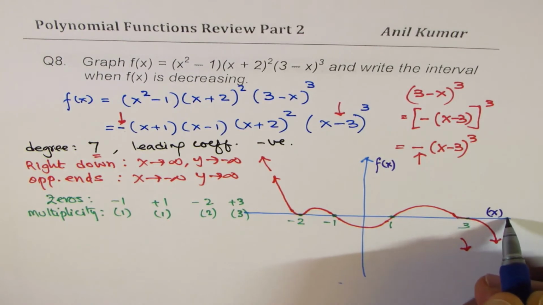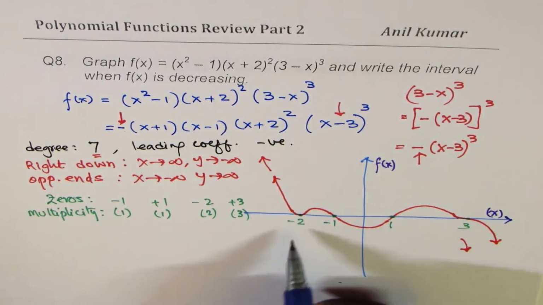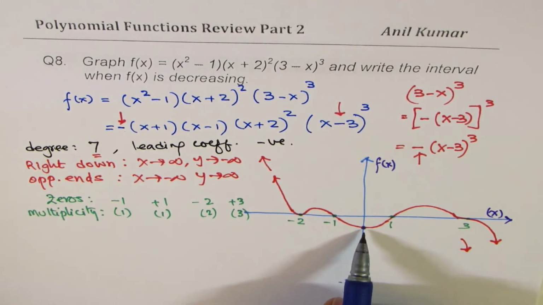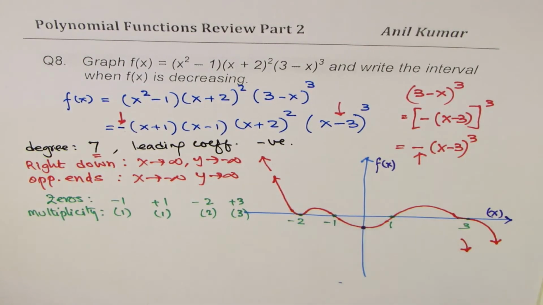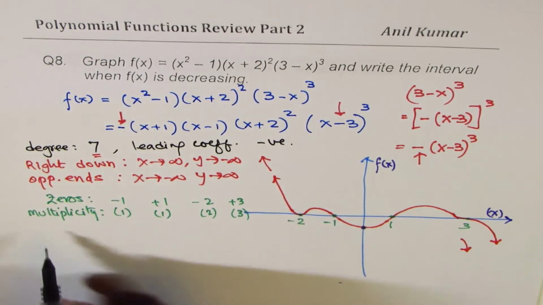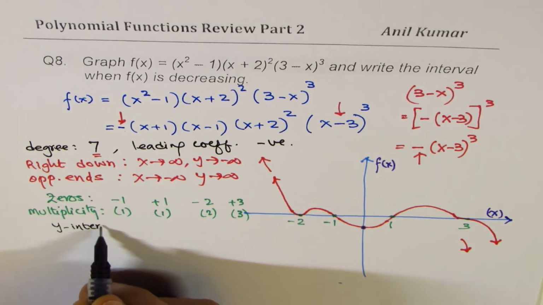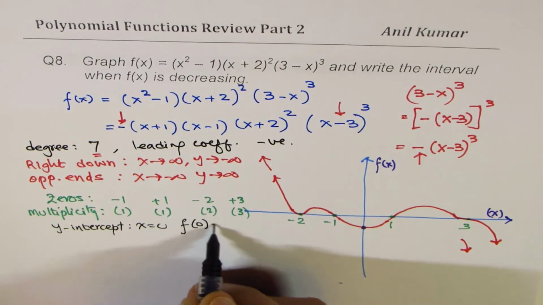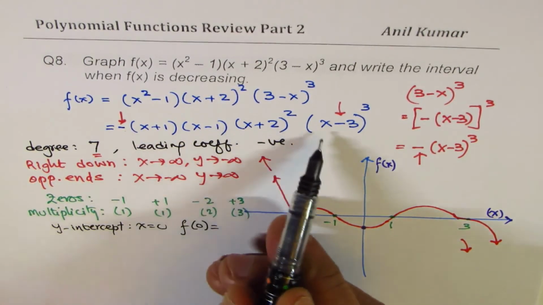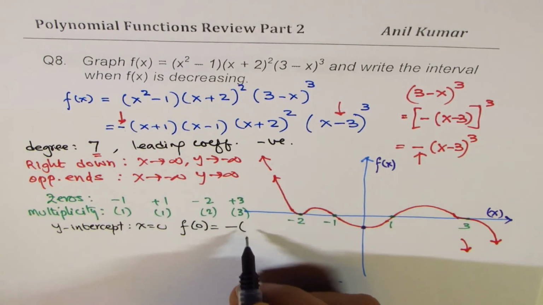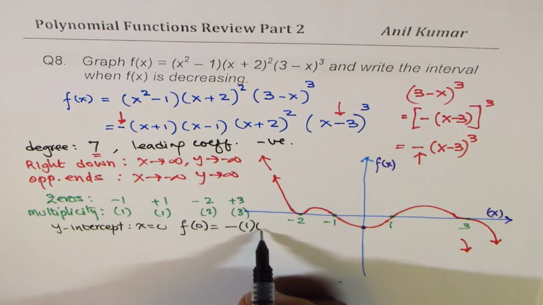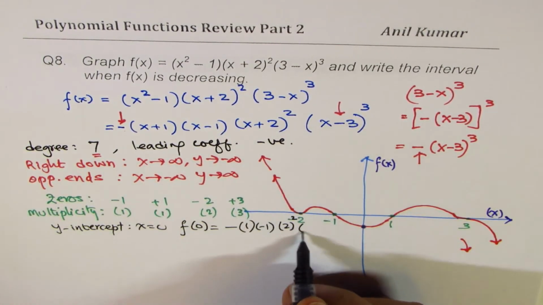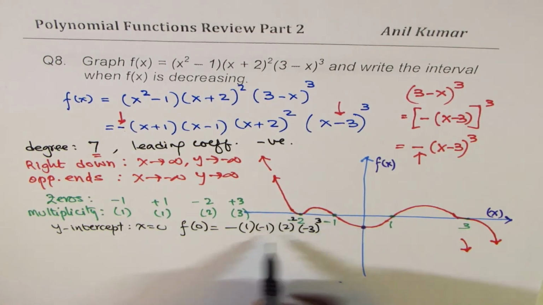Now some of you could write characteristics of this polynomial, behavior, and all other things. One important criterion is also to mention the y-intercept. We have already mentioned all the x-intercepts. So for the y-intercept, we can calculate for x equals 0. So f of 0 is equal to what? If I substitute 0 here, I get minus 1 times minus 1, 1 times -1 times 2 square times -3 cube, right? So that is what we get.